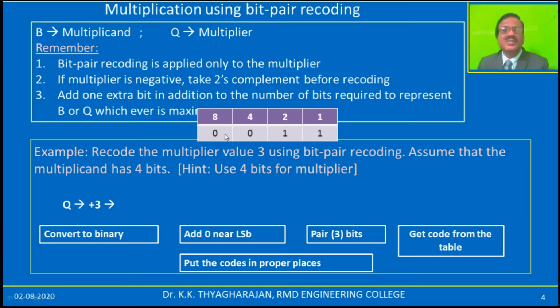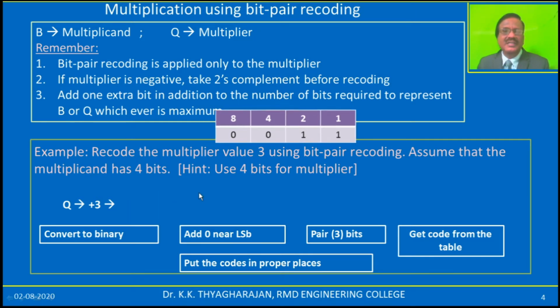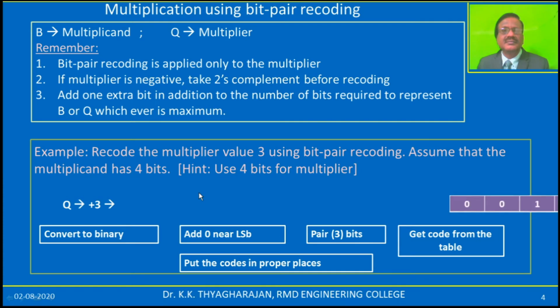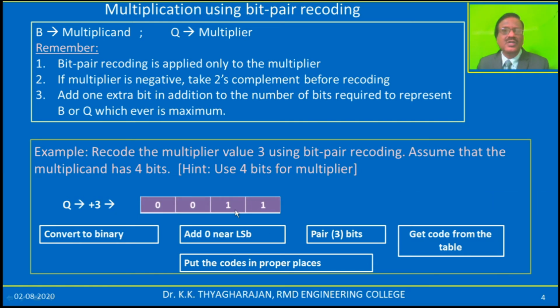Then these bits may be whatever bits you are adding, 3 bits, 2 bits or 5 bits, any number of bits you can add, but all those bits should be 0. Now I am getting a 4-bit representation for the multiplier 3. So this is the binary value of 3. 0, 0, 1, 1. Now add 0 near LSB.